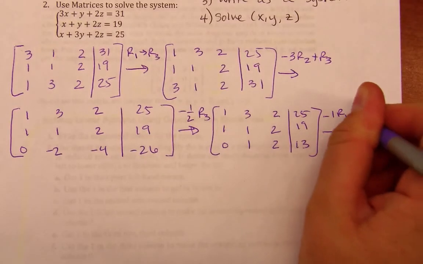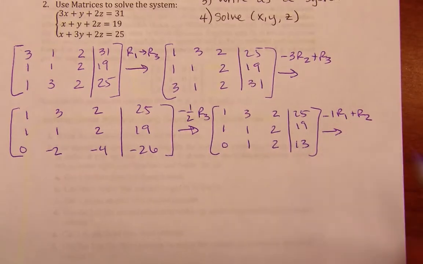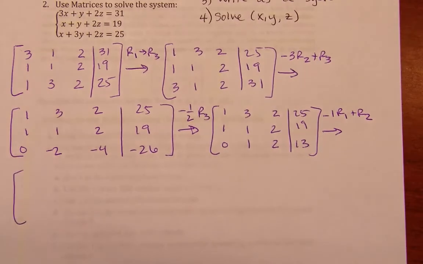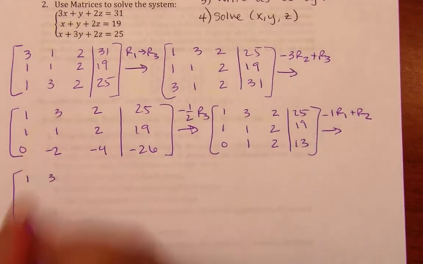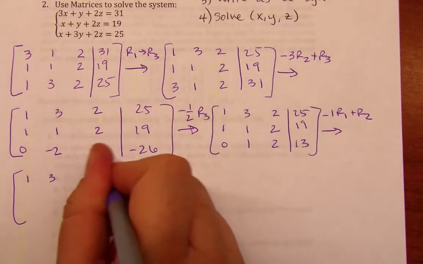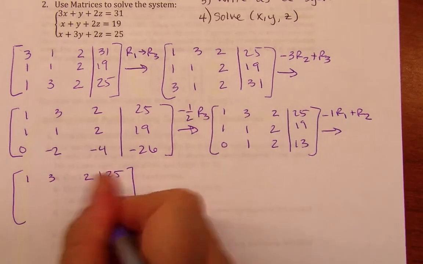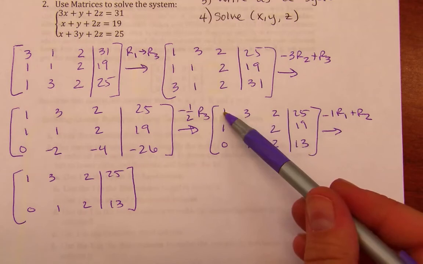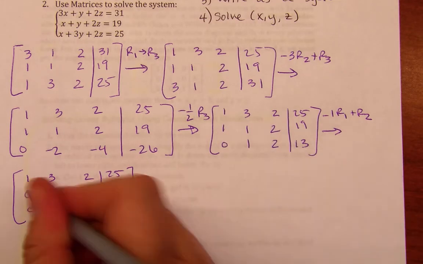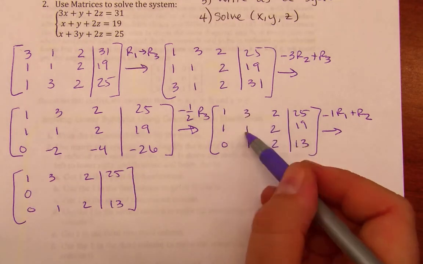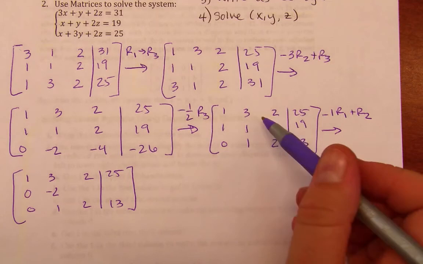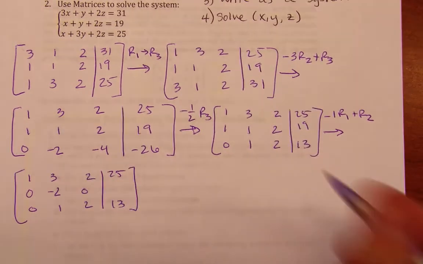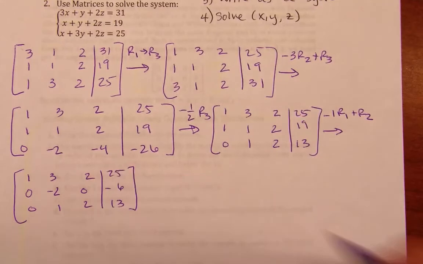-1 times row 1 plus row 2. And again, row 2 is the only one changing, so I can just copy down row 1 and 3 really quick. Okay. And so -1 times 1 is -1 plus 1 is 0. -1 times 3 is -3 plus 1 is -2. -1 times 2 plus 2 is going to be 0. And we're going to have -6 here.